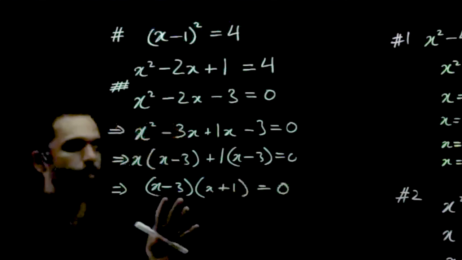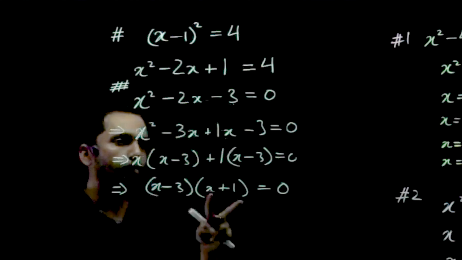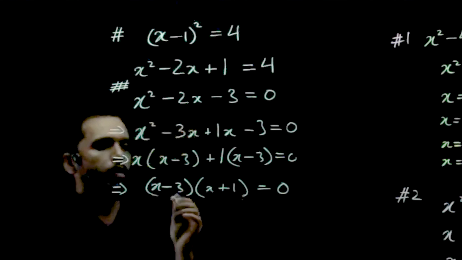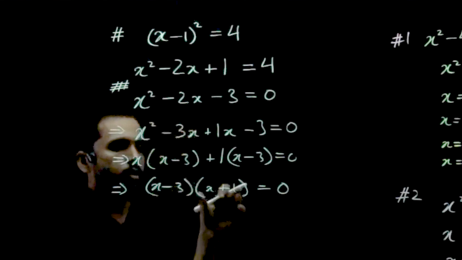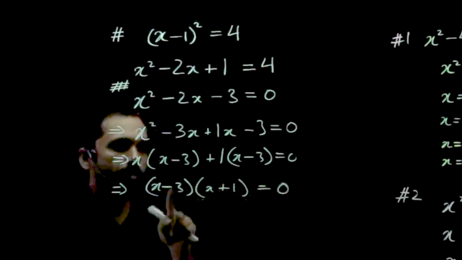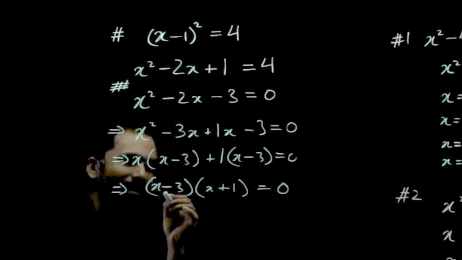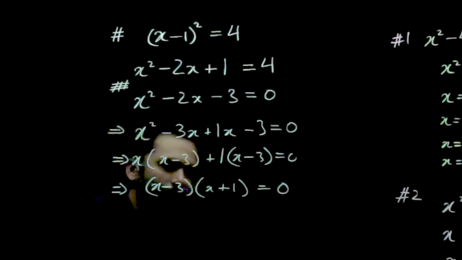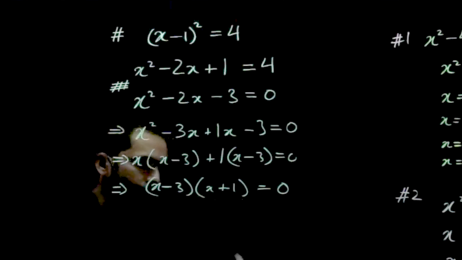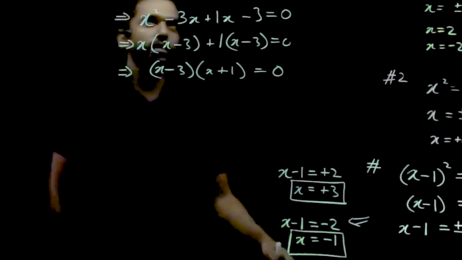So we have successfully made this expression a product of two factors. So the factors are x minus 3 and x plus 1. Now a certain thing multiplied with a certain thing is 0 only when one of them is 0. Either this is 0 or that is 0. So when x minus 3 is 0, what we get is x equal to 3. And when x plus 1 is equal to 0, we'll get x as minus 1. So we are going to get the two answers.